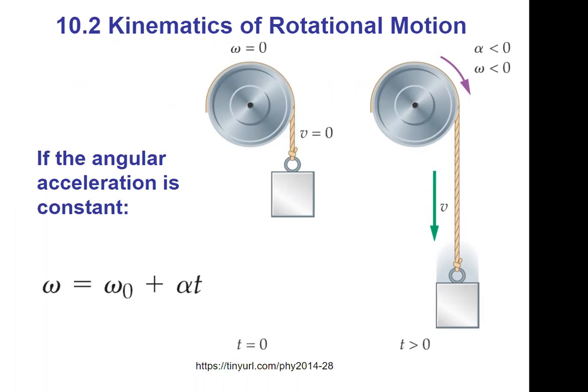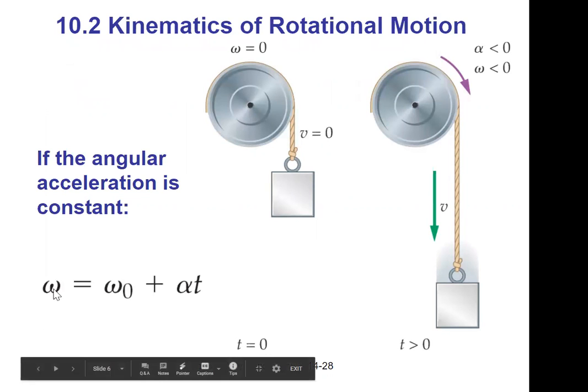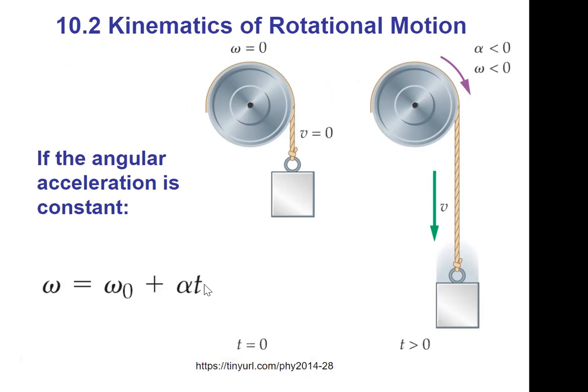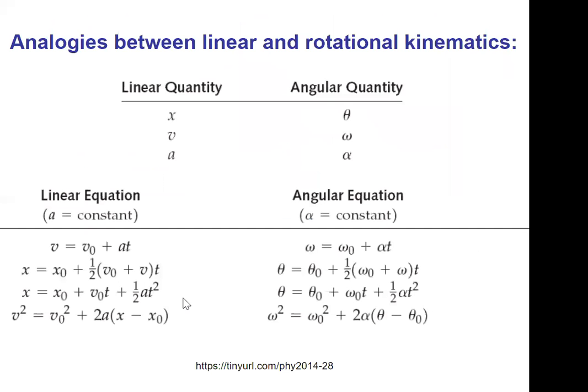Kinematics of rotational motion will be similar to the kinematics of linear motion. You simply change the linear quantities to angular quantities. For example, the angular velocity should be equal to initial angular velocity plus angular acceleration times time t, where in linear motion, we say final velocity is equal to initial velocity plus acceleration times t, right? You just change everything into angular quantities here.